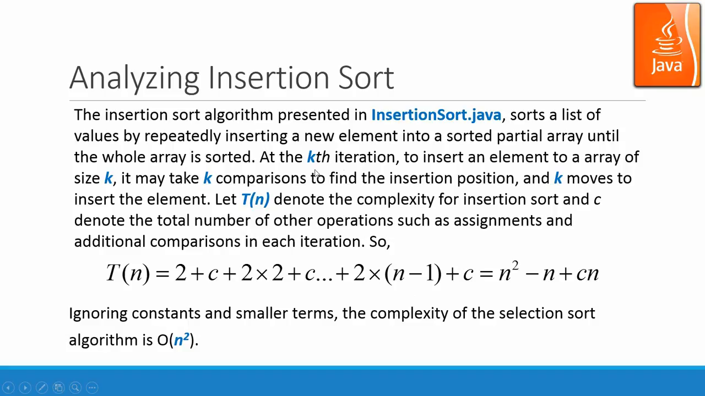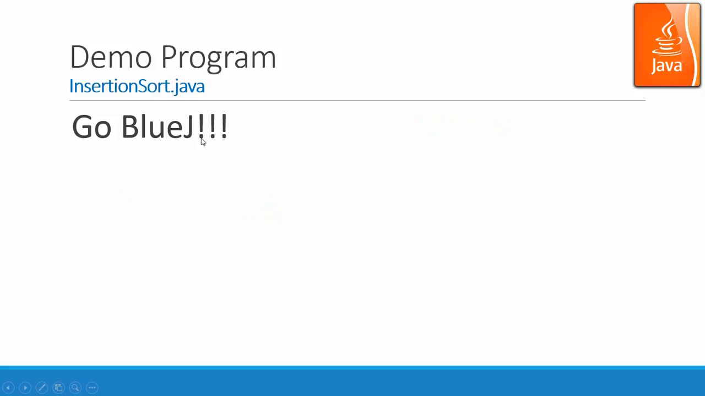And for the k-th iteration, you pretty much need to do 2k operations: k comparisons to find the insertion position, and k moves to insert the element. So totally you need to do 2k. So here is 2 times 1, 2 times 2, up to 2 times n minus 1, and each one with a constant time C. And totally the equation for time complexity is n squared minus n plus Cn. So in big O notation, this is an n squared algorithm, and an n squared algorithm is considered to be expensive. It will grow quadratically. Now let's look at the BlueJ program.